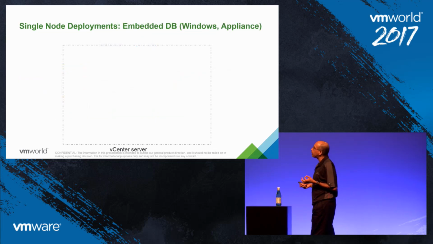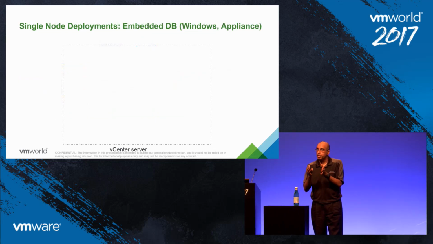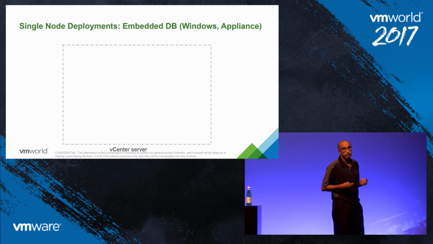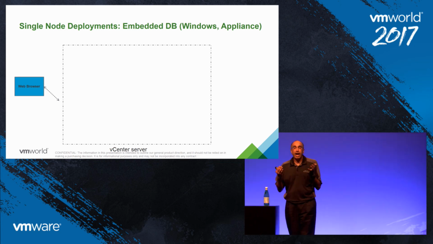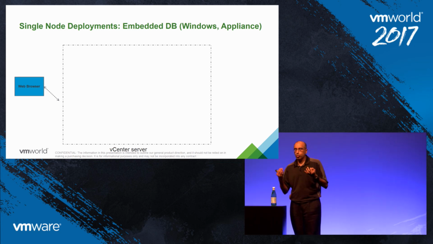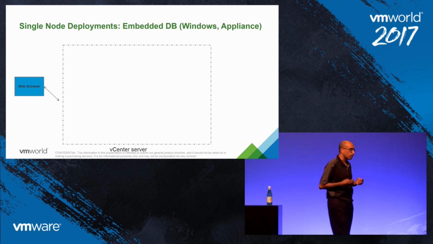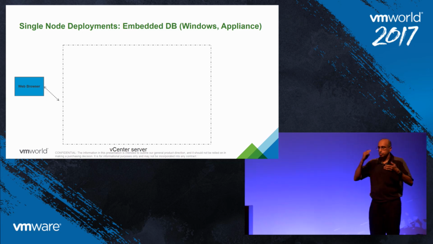And the same principles apply whether you're using an embedded database or an external database. So we're going to just assume that it's an embedded database for now. So I'm going to talk through a simple example of just powering on a VM. So when you want to power on a VM through, say, the web client, of course, the first thing you need to do is to log in.